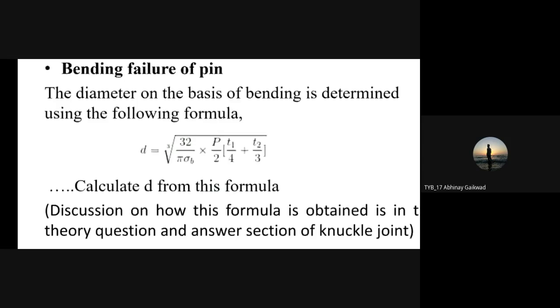So all those formulas, all the things from which we are going to calculate the bending stress value, we have seen already. So here we can directly check the diameter of the pin, small d, is equal to the cube root of 32 divided by pi sigma b, where sigma b is nothing but the bending stress. Now this bending stress value, that is sigma b value, how is it calculated?